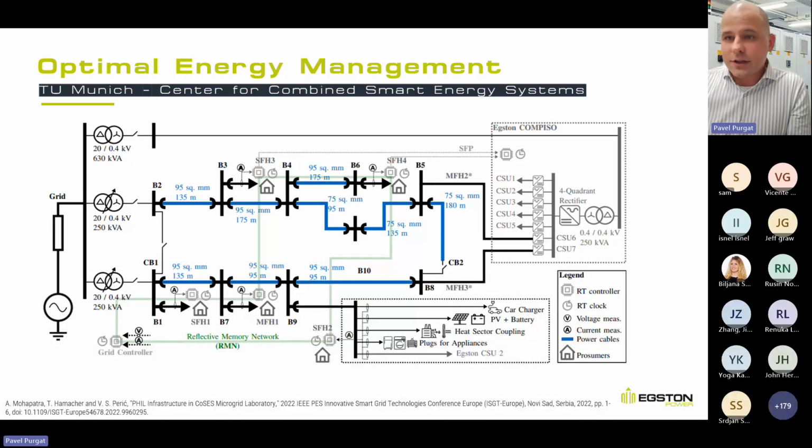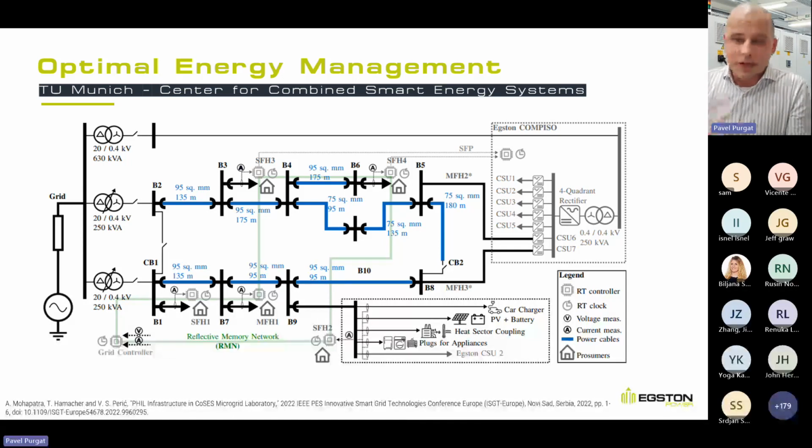Moreover, there are representations of single or multiple family houses, which we can see here, 1, 2, 3, up to 7. Each house can be represented by one group of amplifiers. So there are 4 amplifiers, 1 amplifier per phase. Moreover, they can be connected to a car charger, PV with a battery, a heat sector coupling, or plugs for appliances. So they can really quite well represent a realistic household with its consumption.